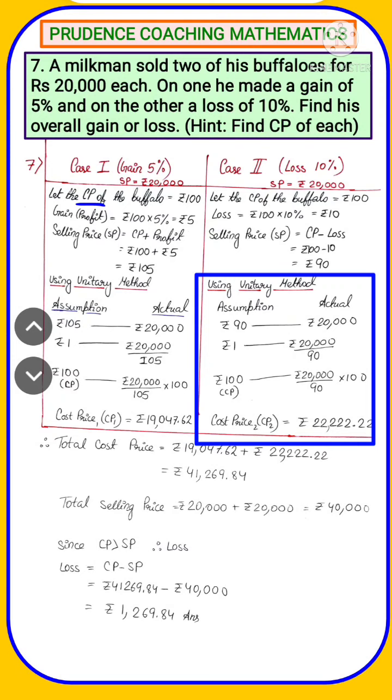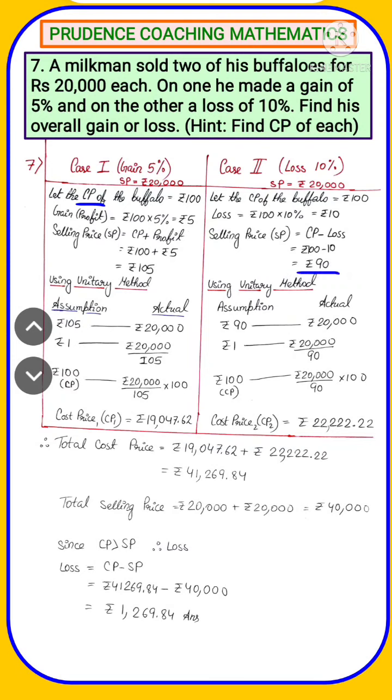Similarly, on the right hand side also we will use the unitary method and find out the cost price. So according to our assumption, the selling price is rupees 90, which is equal to 20,000 rupees in actual. So we have written rupees 90 equals 20,000. Now we need to find out the value of 1 unit. So 1 unit will be 20,000 divided by 90. Now we need to find out the cost price, which is rupees 100 according to our assumption. So rupees 100 will be this 1 unit into 100. So we have calculated accordingly and we have found out the cost price in the second case to be rupees 22,222.22 paise.